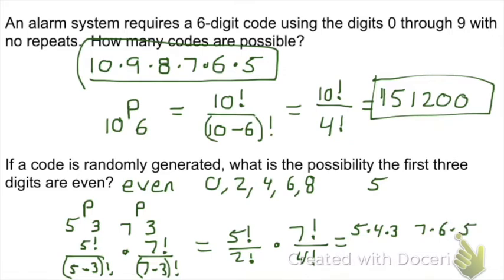Or you do this on your calculator. Like I said, you have to be able to do this both ways, by hand and using your calculator. I'll allow that for some. This is 12,600. All right, so there's 12,600 combinations when we restrict those first 3 digits to evens. And again, on your calculator, you could do math, probability, 5P3, and then times, choose math, probability, 7P3.